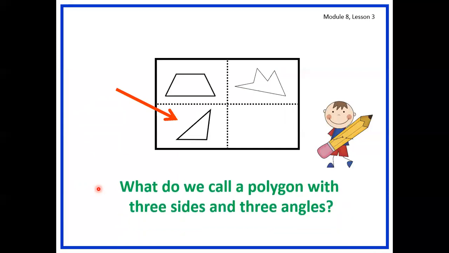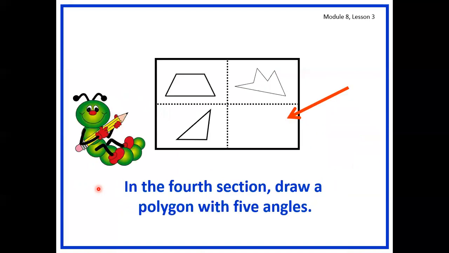What could we call a polygon with 3 sides and 3 angles? We could call it a triangle. Tri because it has 3. All right, in the 4th section, draw a polygon with 5 angles. I want you to come up with one with 5 angles. Remember, if it has 5 angles, it also has 5 sides. Nice job. If it has 5 angles, it definitely still has 5 sides.